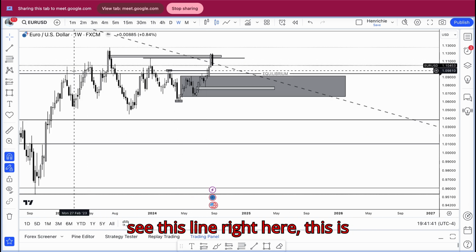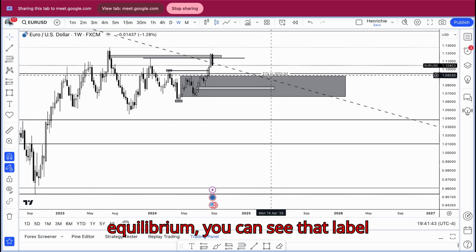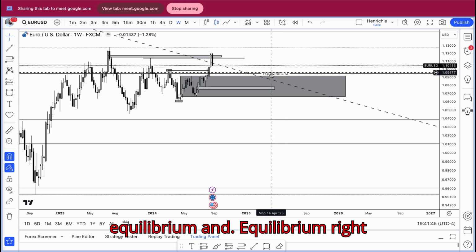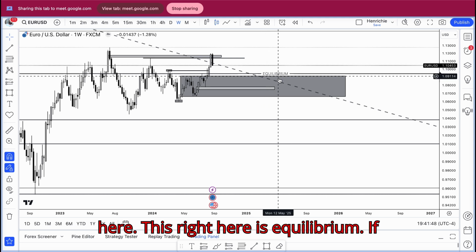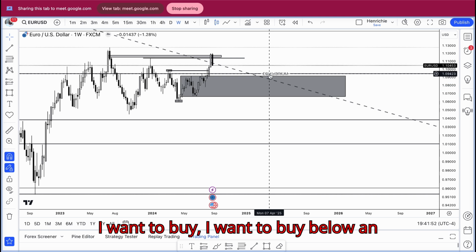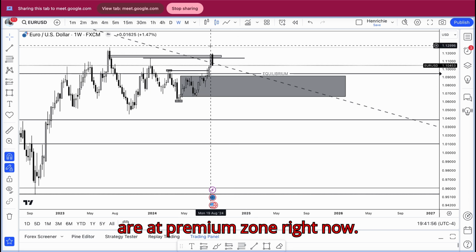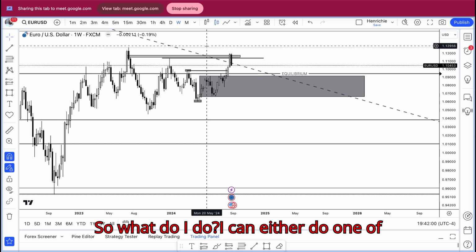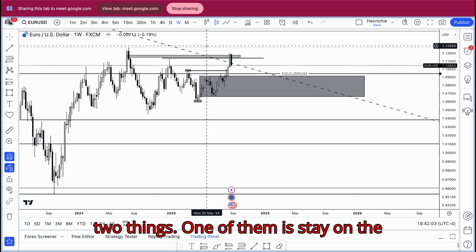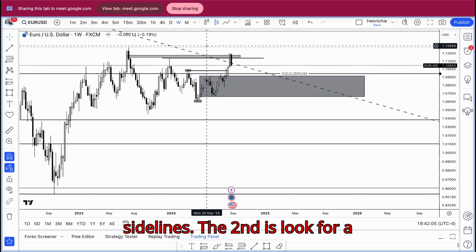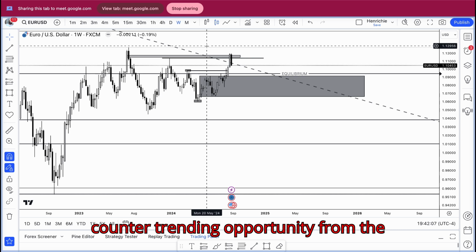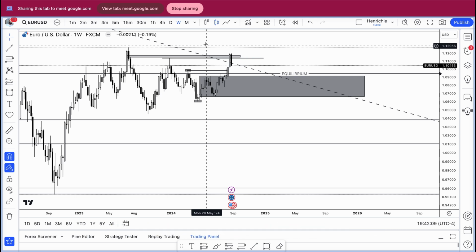And as you can see, this line right here, this is equilibrium. You can see that label, equilibrium. If I want to buy, I buy below equilibrium, which is discount. Prices are at premium zone right now. So what do I do? I can do one of two things. One of them is stay on the sidelines. The second is look for a counter trending opportunity from the higher time frame to sell it.